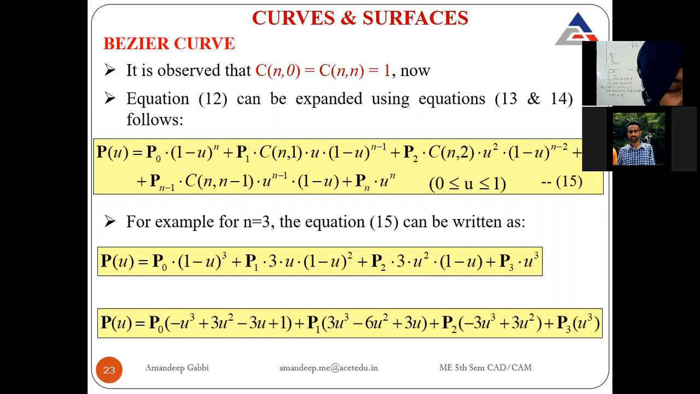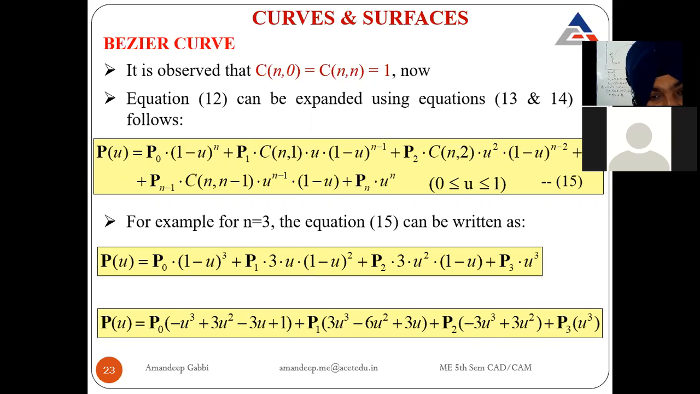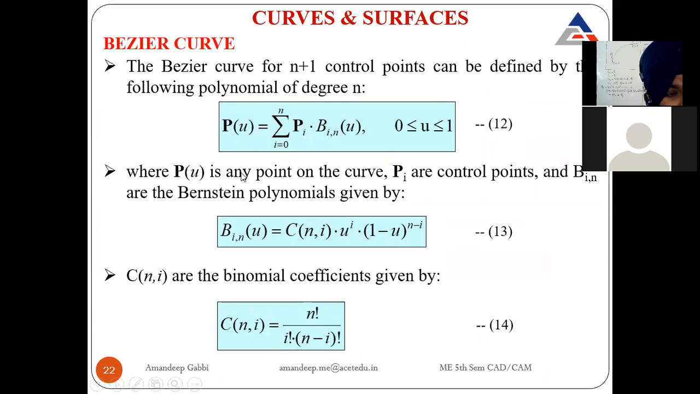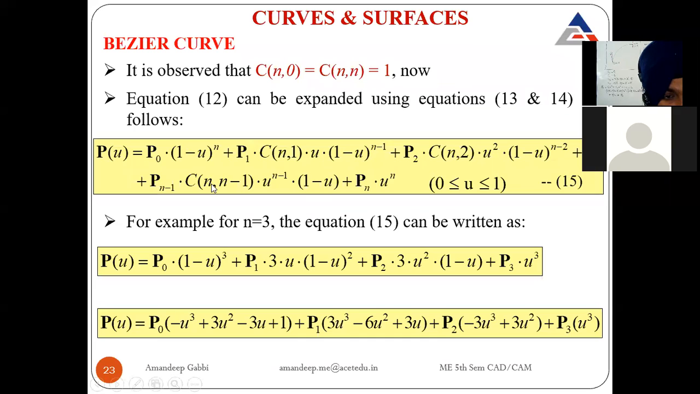It is observed that C(n,0) and C(n,n) are equal to 1. The first and the last point, they are equal to 1 in this Bezier curve. C(n,0) is the first point, and C(n,n) is the last point. Equation 12 can be expanded using equations 13 and 14 as follows. You can expand this equation like this.